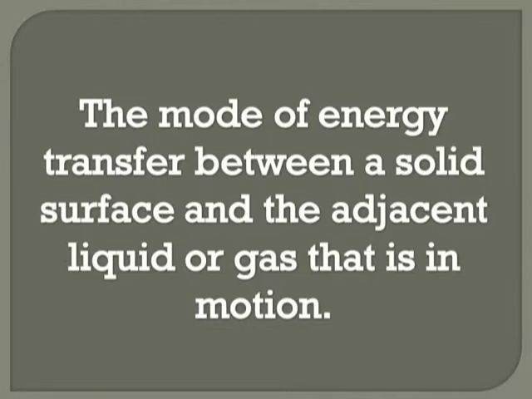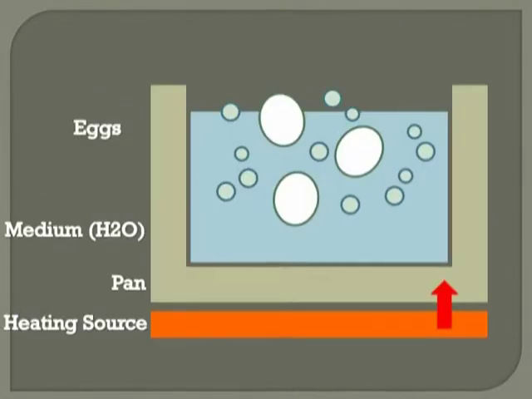Definition. The textbook definition of convection is a transfer of energy between a solid surface and an adjacent fluid that is in motion, and it involves the combined effects of conduction and fluid motion.